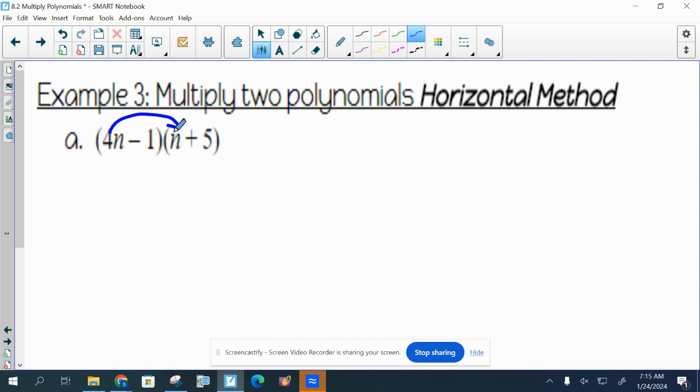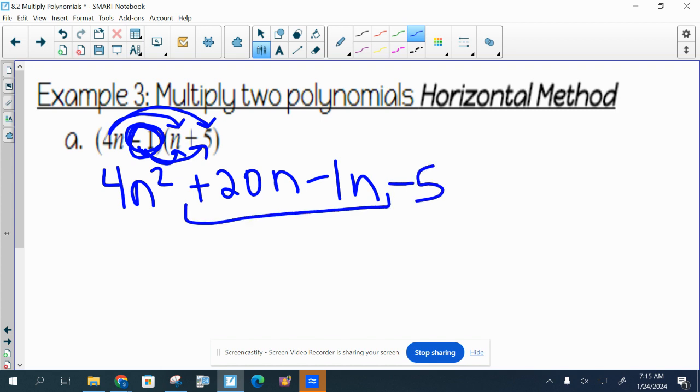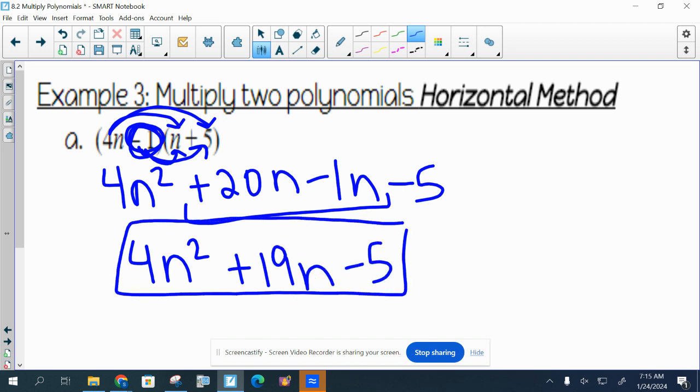So 4n times n would be 4n squared. 4n times 5 would be 20n. And then negative 1, be careful because this is negative 1. So negative 1 times n is minus 1n. Negative 1 times 5 is minus 5. Then you have to combine your middle like terms. So 4n squared plus 19n minus 5. So some of you might prefer to do it this way. Some of you might still prefer to do the other way because it's more organized and you can see the process a little bit better. And you don't have all the arrows going that might get you confused.